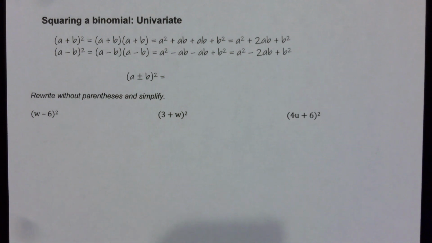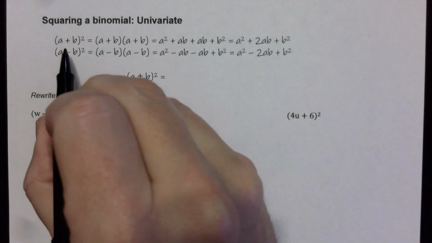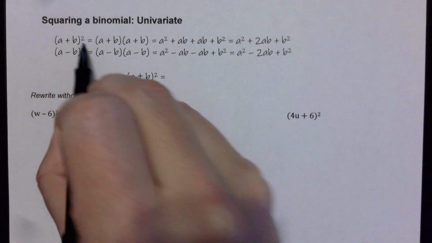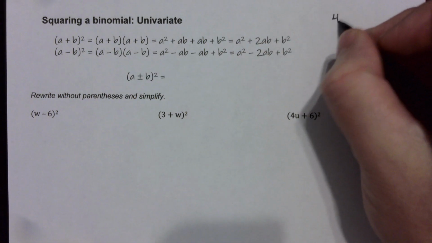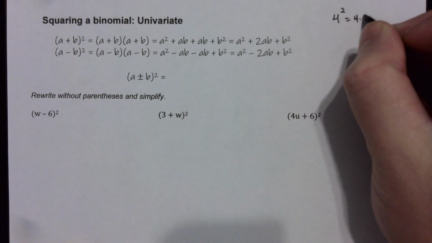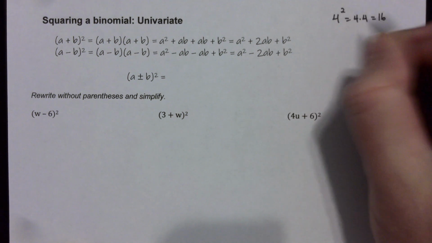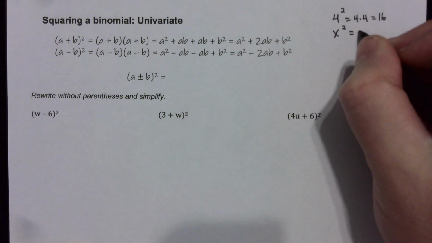Okay, in this video, we're going to be squaring a binomial, which will be univariate. That means there's one variable involved in these. Okay, so we've got a couple formulas here. Recall that anytime you square something, it means writing it out twice. So if I had 4 squared, that's equal to 4 times 4, which is 16. Or x squared is equal to x times x.